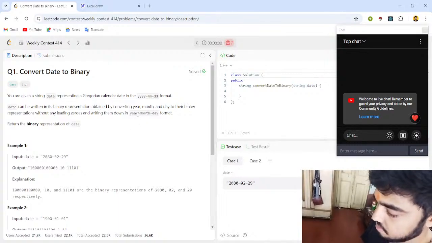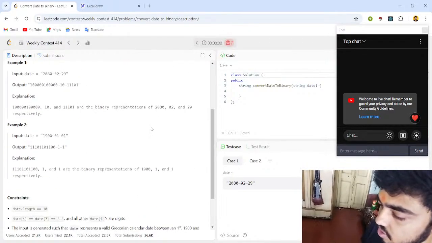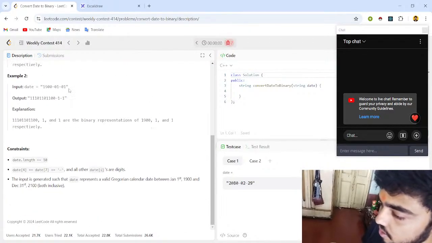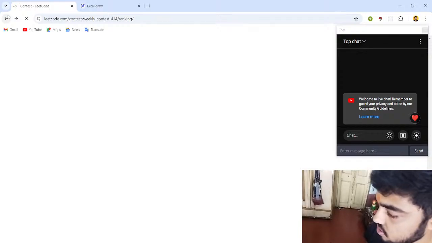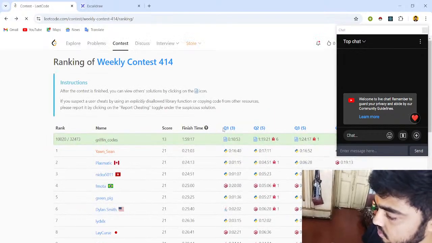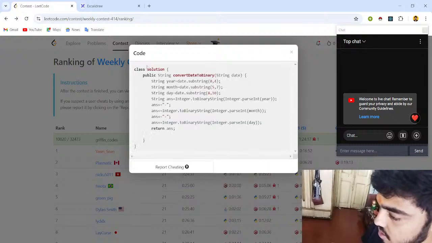This problem was very simple. You were given a date in the format YYYY-MM-DD, and for the year you have to convert it to binary, for the month you have to convert it to binary, and for the date you have to convert it to binary. For example, 01 gets converted to 1 in binary, and 1900 is this number in binary. If you look at the solution, I'll show you real quick. My solution looks like this, a very simple thing.